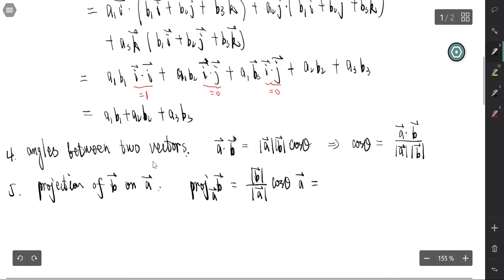And the length of B times cosine theta is the dot product of A and B over the length of A. So that is A dot B over the length of A squared, times A. That is the projection, after we got the angles between these two vectors.